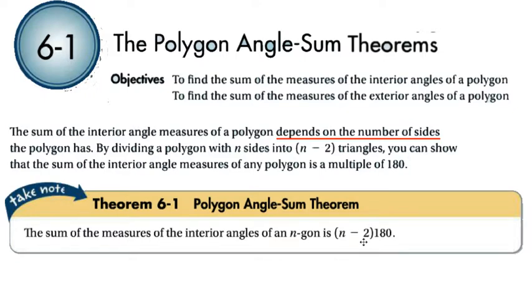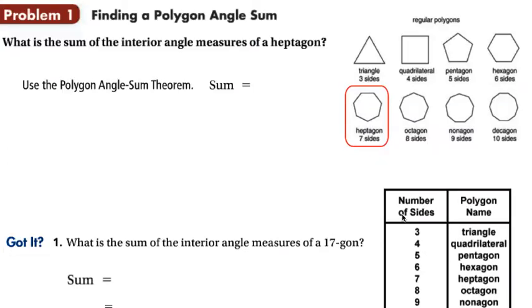If you have a four-sided figure, if you have a quadrilateral, and you put in 4 right here, 4 minus 2 is 2, that means we can divide every quadrilateral into two triangles. And so therefore it has 2 times 180, or 360 degrees in the interior angles. So let's go ahead and use that first theorem to find the sum of the interior angle measures of a heptagon.